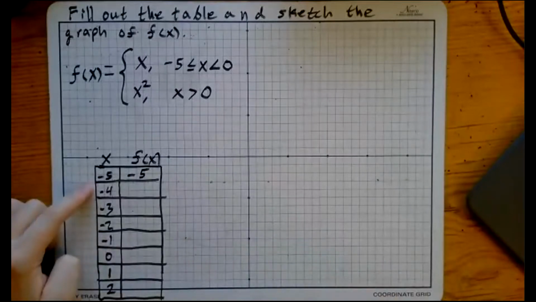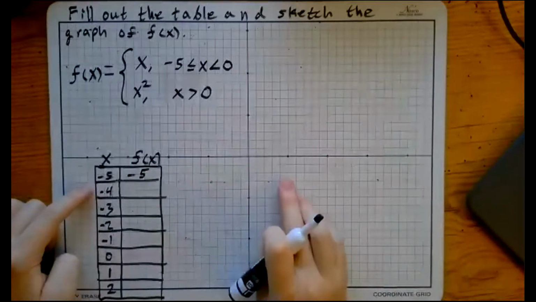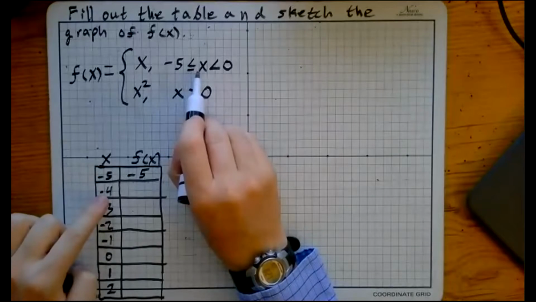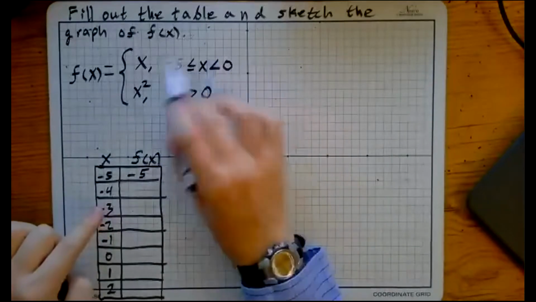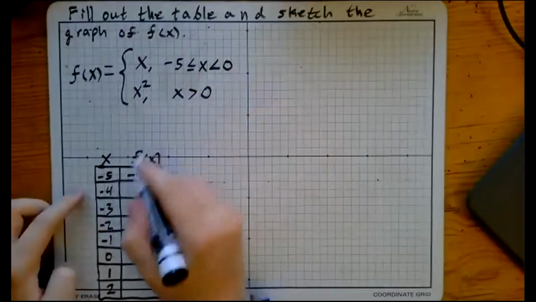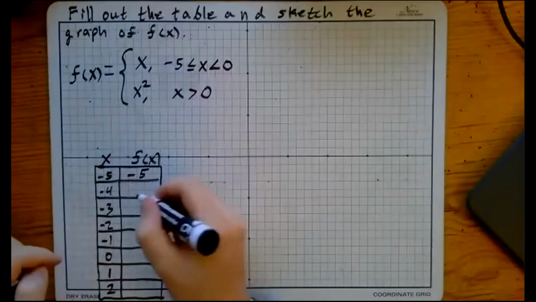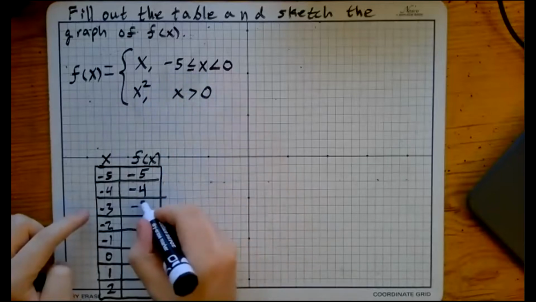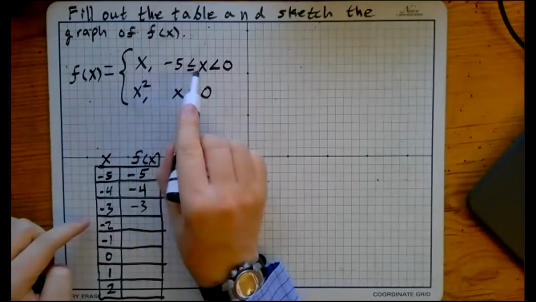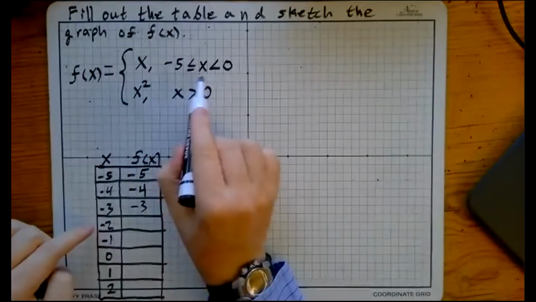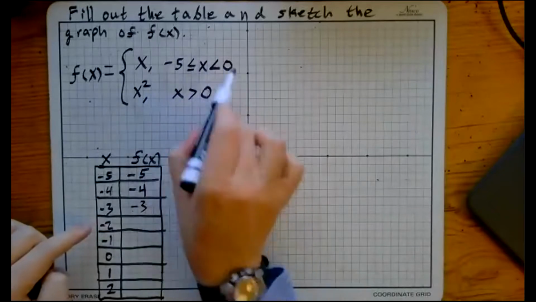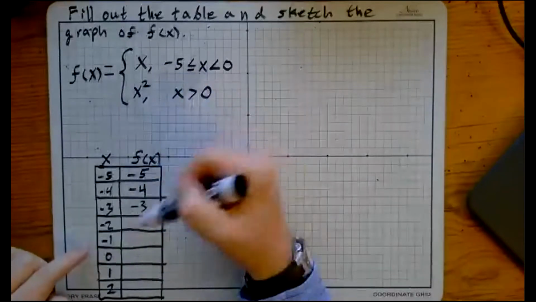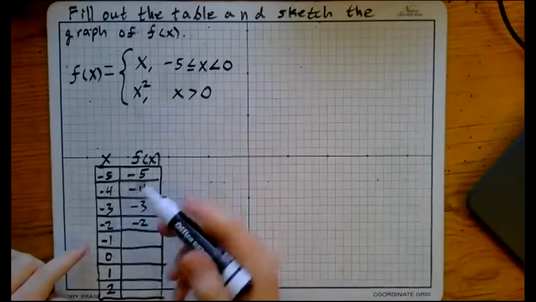What about negative 4? Well, negative 5 is less than negative 4, and it is less than 0. So this top rule applies. Plug in negative 4. There's nothing happening to our input, so it's just left alone, negative 4. Negative 3, negative 2. Negative 5 is still less than negative 2, which is still less than 0, so this condition still holds. Negative 1: negative 5 is less than negative 1, which is less than 0, so this rule holds.